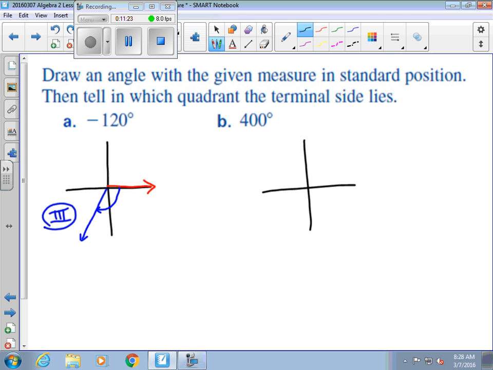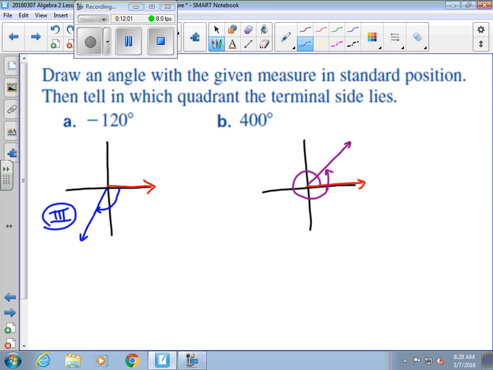Okay, the first thing you got to notice is that it's positive. Positive angle measurements are going to open up counterclockwise. Again, you're going to start here and open up counterclockwise. You know that this is greater than 360 degrees, so you're going to make a revolution all the way around. So we got to 360, and you got to go 40 degrees past 360, about to this point right here. So that's what your angle should look like, all the way around plus 40 degrees.